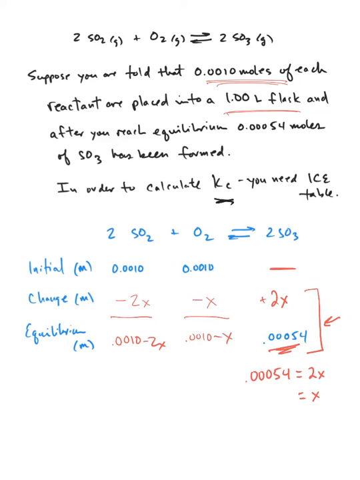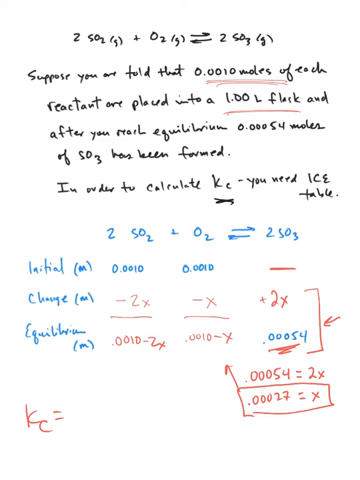0.00054 divided by 2 is 0.00027. That is really useful, because now I could use that x and plug into the situations above. And so now I could calculate my Kc with all the elements put in.